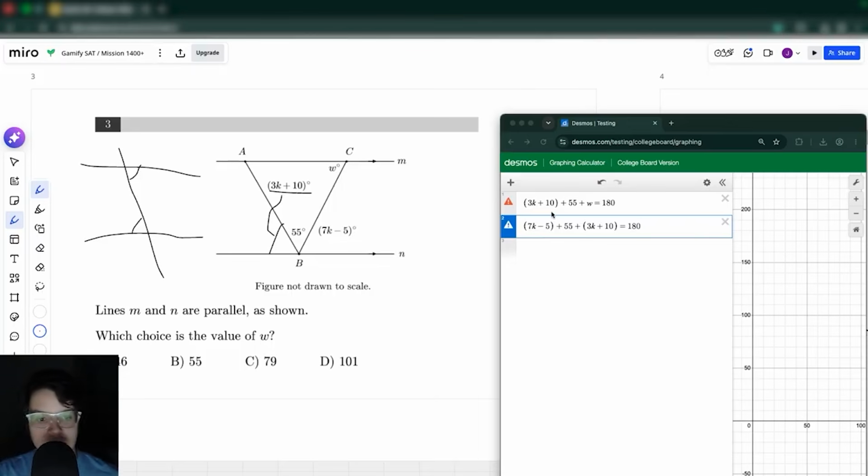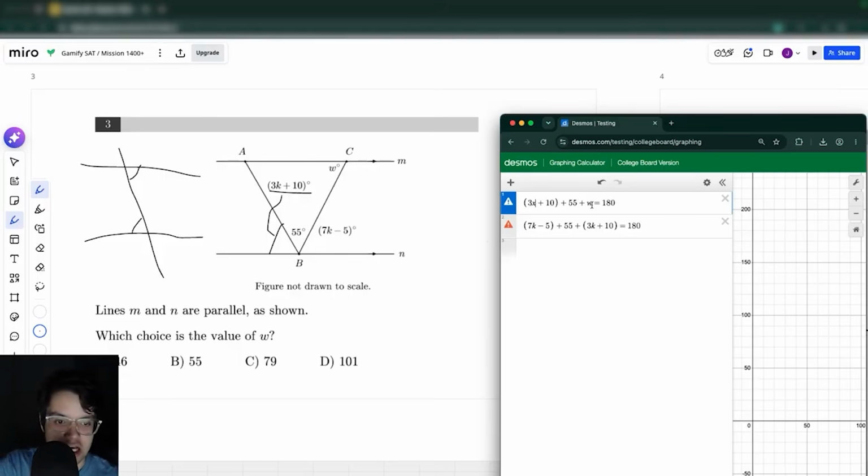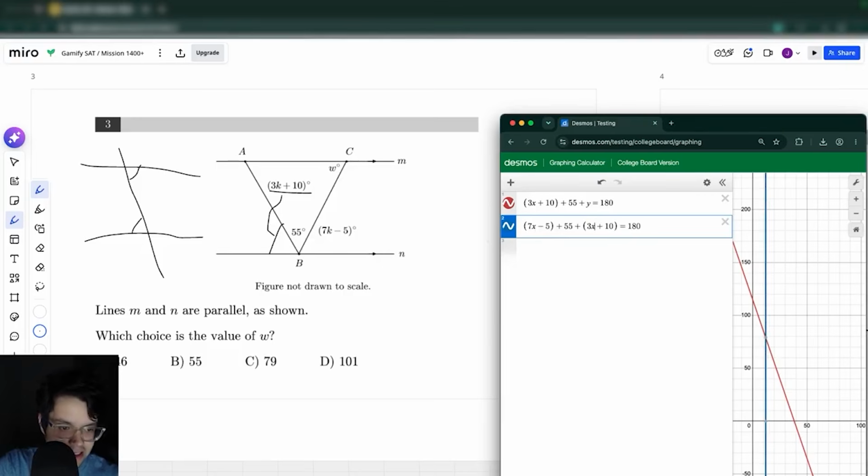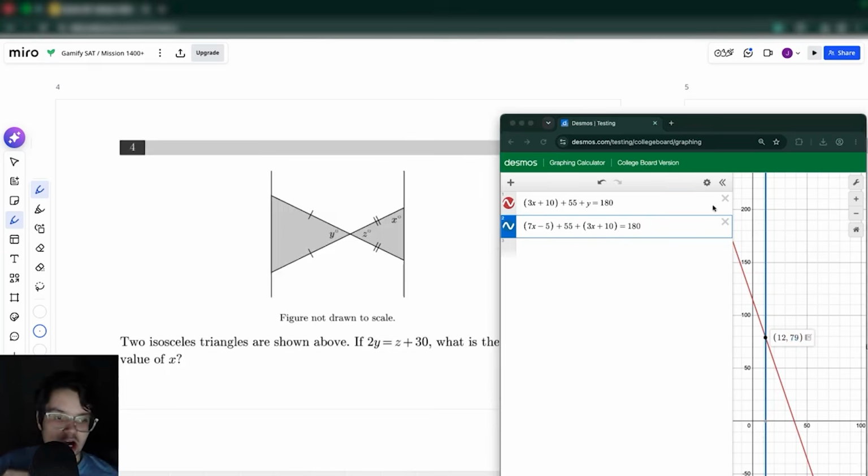As you may know, if you know anything about Desmos, you do have to use x and y when you're writing a system of equations like this. So I'll use x for k and then y for the w. So x there, x there. We get this kind of configuration, 12 and 79. 79 would be the right answer because we're looking for w here, which is my y. So therefore 79. Okay, moving right along here.